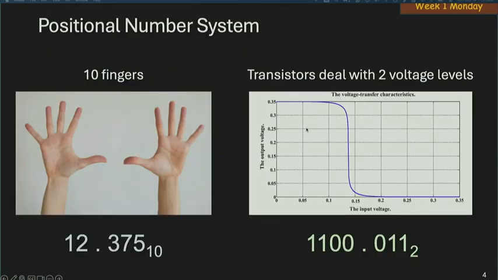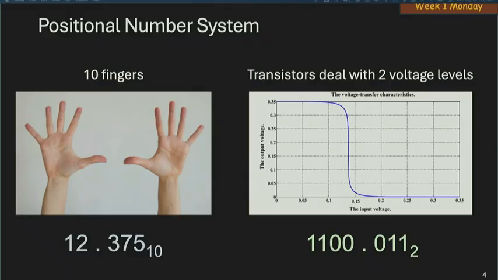In our daily life, we deal with base 10, probably because we have 10 fingers. Transistors or computer digital systems deal with binary, and that's because they're dealing with voltages. So voltage has a low voltage, typically defined as 0, and a high voltage, typically defined as 1. So this diagram shows that we define 0 voltage to be 0, 0.35 voltage, that is my maximum, the high supply voltage, to be a logic 1.